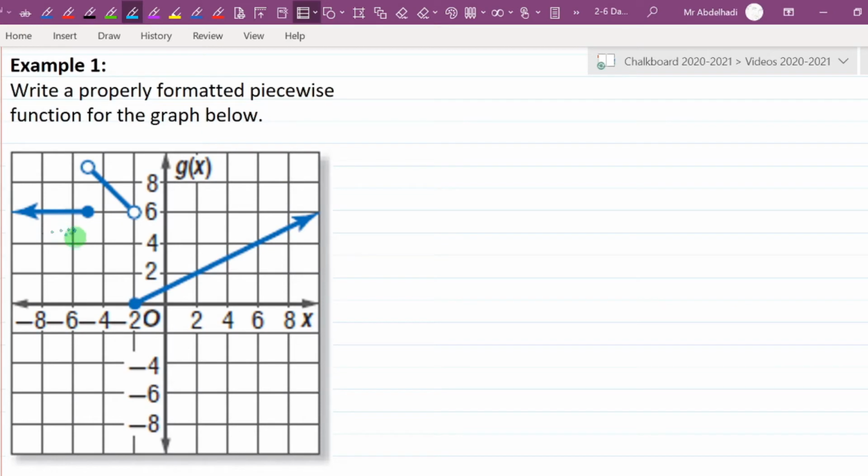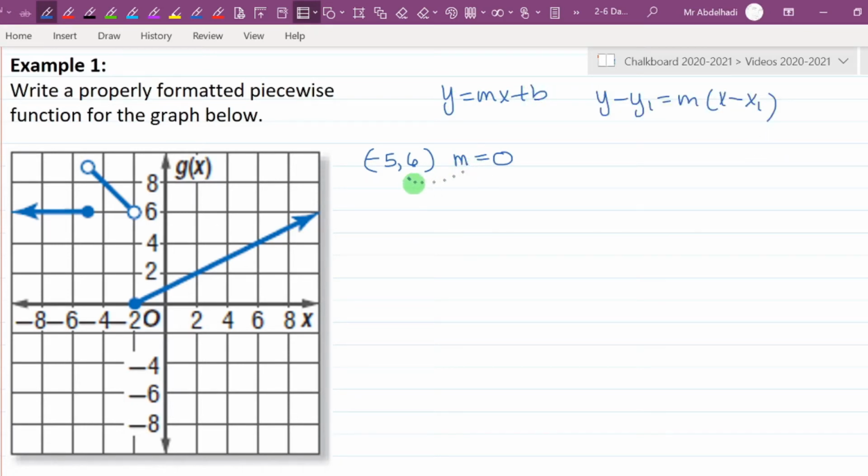So for this first piece over here, do we have a point? Yeah, we do. This point is negative 5, 6. So we'll do it in color coding again. For the blue here, for piece 1, we have negative 5, 6 is our point. Do we have a slope? Well, the line is horizontal, so the slope is 0. Now the question is, what do we use? Do we use y equals mx plus b, or do we use point slope for this one? Well, we have a slope and we have a point, and that point is not a y-intercept.